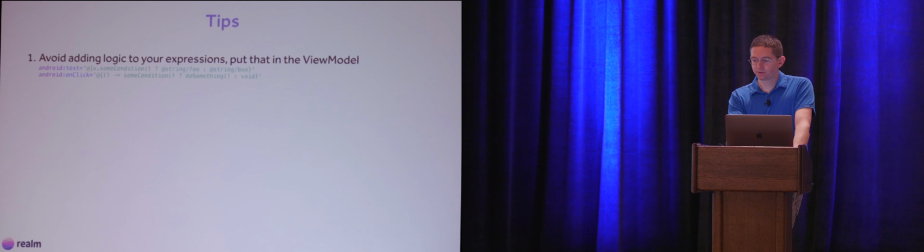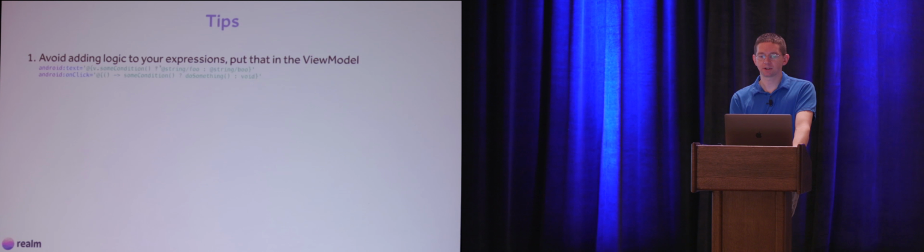So I'm going to leave you with a few tips. I think I'm getting short on time here. Avoid adding logic to your expressions, even simple ternary ones. What I've found is that as we start doing that, it's very hard for us to know what's going on in our view. You can't test it, right? You can't unit test this, unless it's an Espresso test. It's also hard for new developers.